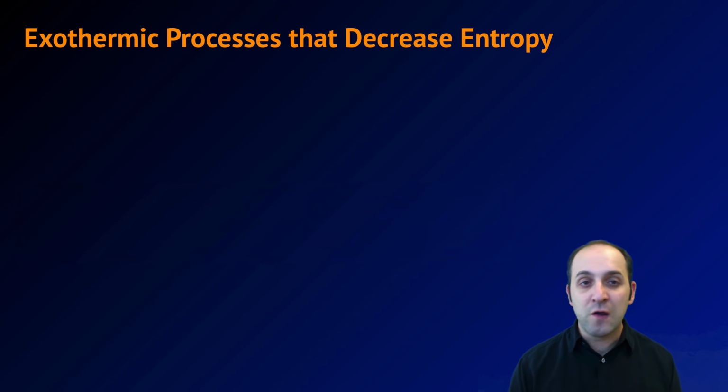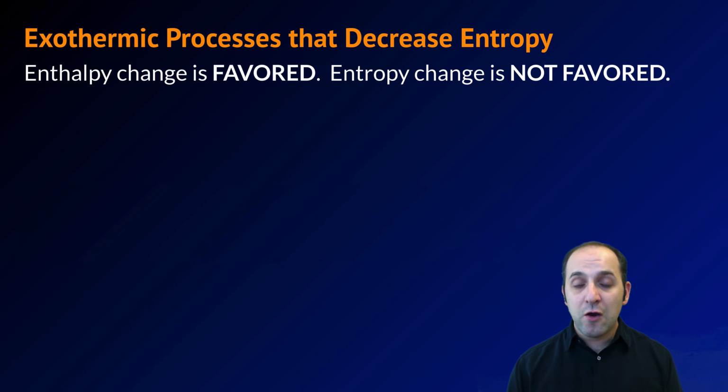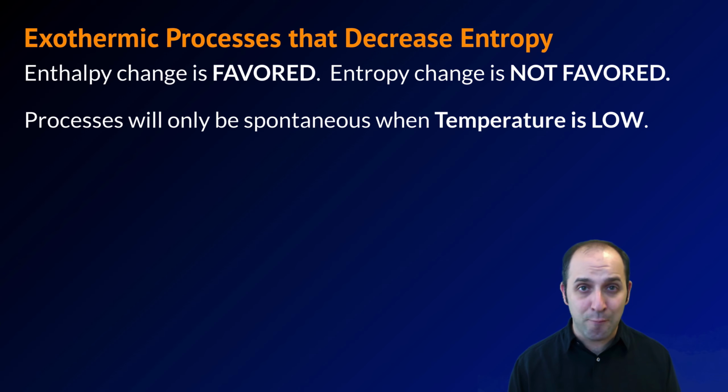So we can have exothermic processes that decrease entropy. You don't see a lot of these, but they definitely do exist. Here the enthalpy change is favored, but the entropy change is not favored. So is it spontaneous or not? That actually depends. It depends on the temperature. The temperature has to be low enough. Once that temperature is low enough, the process will occur spontaneously.